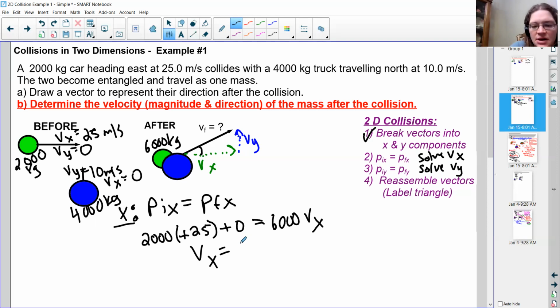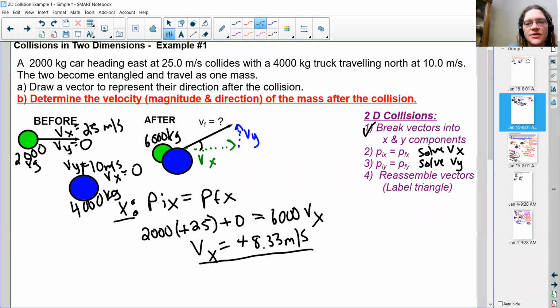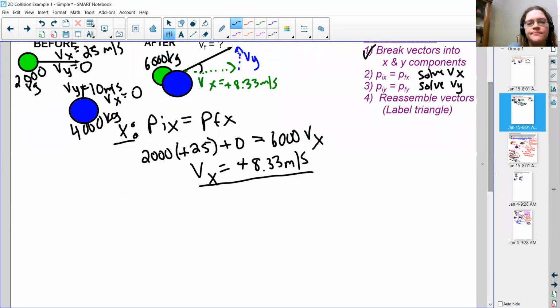And so I get velocity here, positive 8.33 meters per second. So we have found that the x piece of this triangle right here is positive 8.33 meters per second. All right, now do the same thing for the y direction.